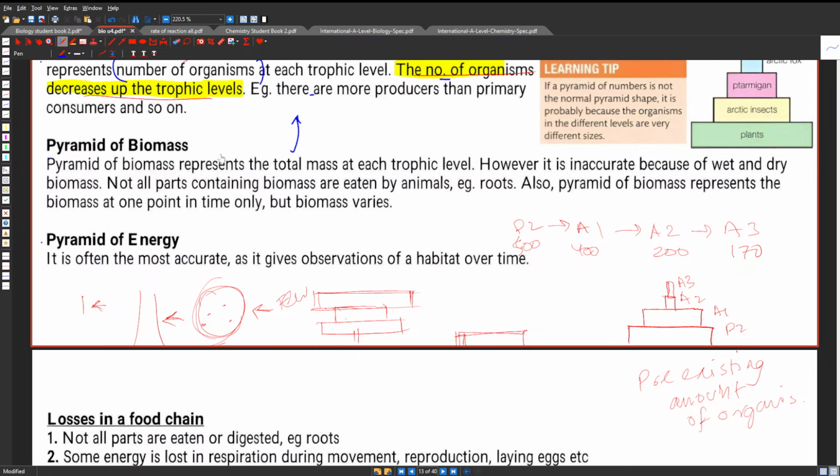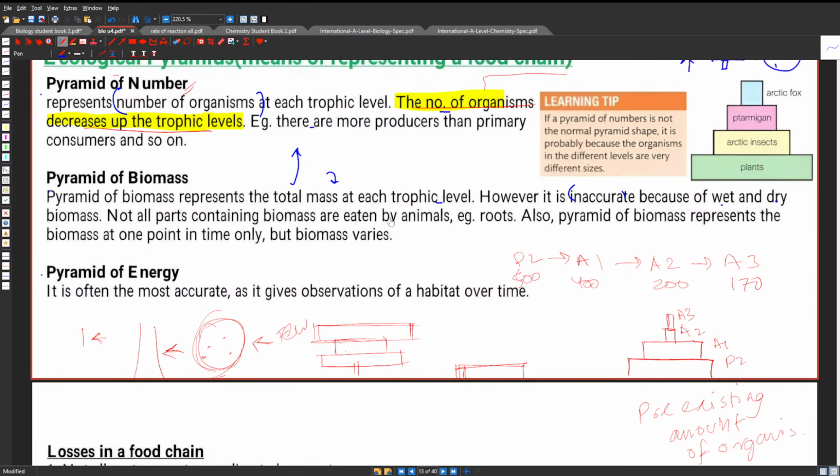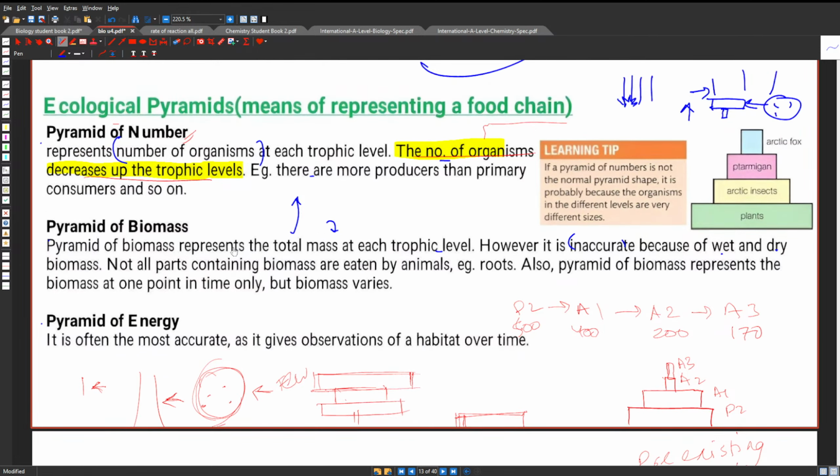Pyramid of biomass. Pyramid of biomass represents the total mass at each trophic level. However, it's inaccurate because of wet and dry masses. Not all parts containing biomass are eaten by animals, for example, roots. Also, pyramid of biomass represents the biomass at one point in time only, but biomass varies. So there's a lot of inaccuracies when using pyramid of biomass. Let's go over them one more time.